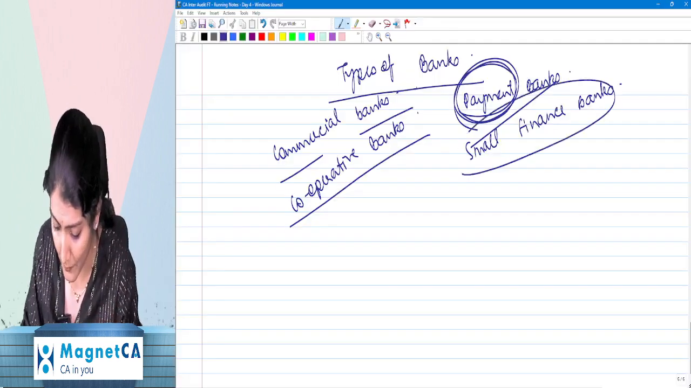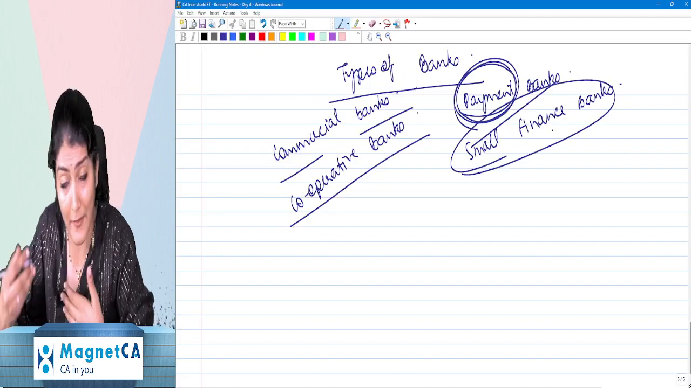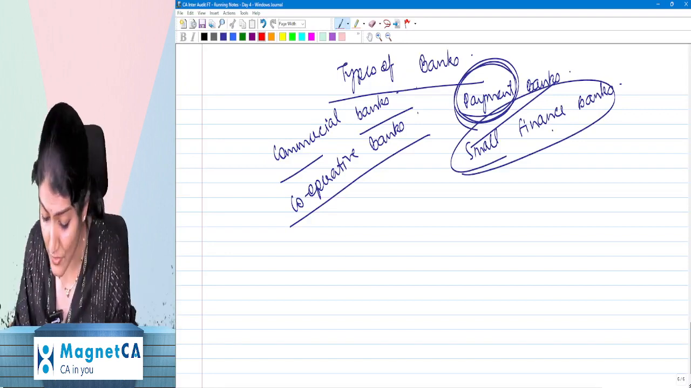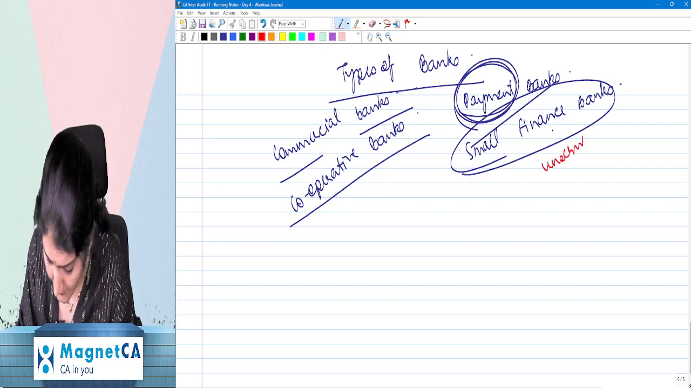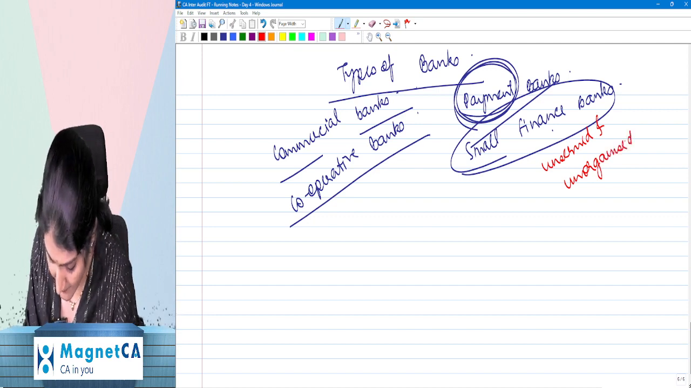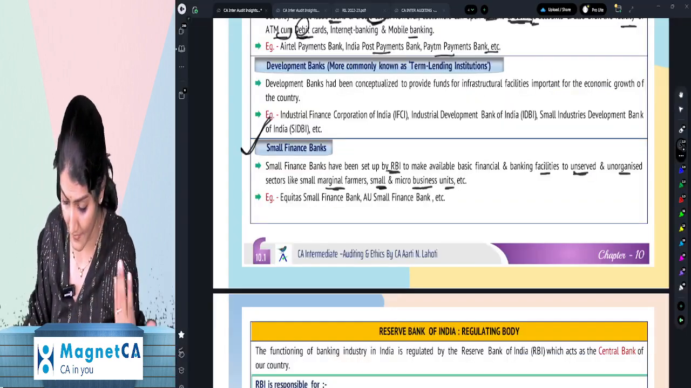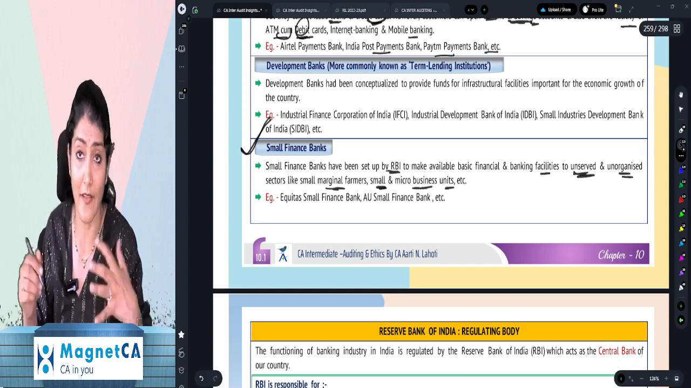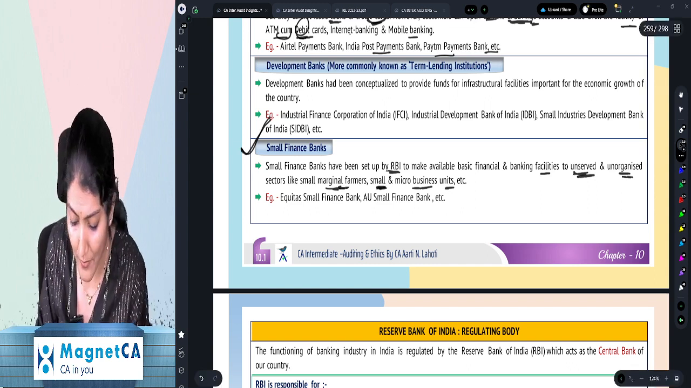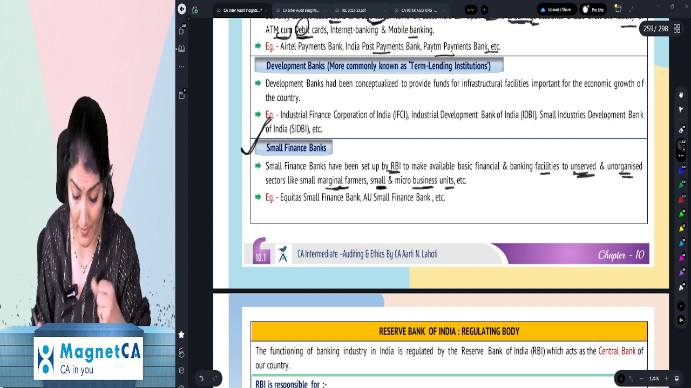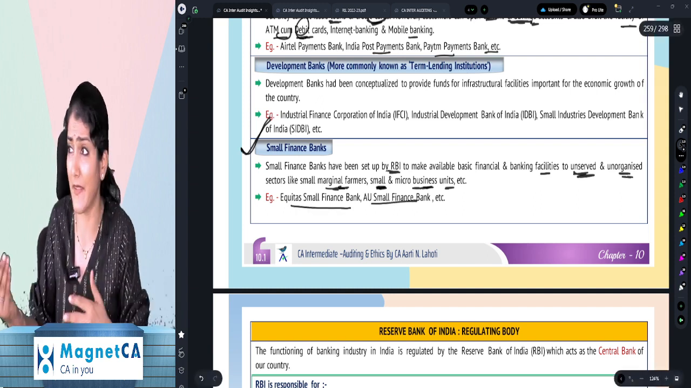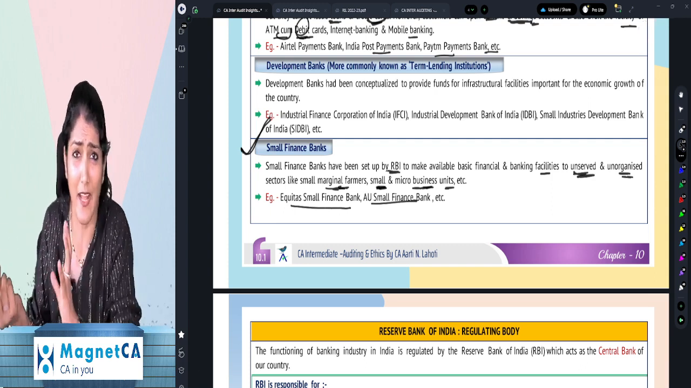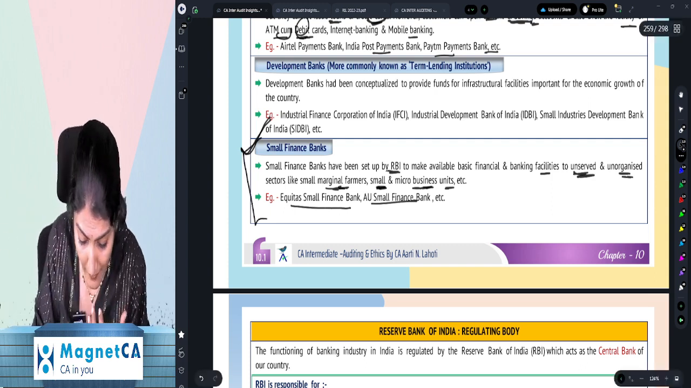Right, so very important over there. Small finance banks are set up mainly to provide basic banking and financial facilities to the unserved and unorganized sectors, like small marginal farmers, small and micro business units, etc. Like you have the Equitas Small Finance Bank, AU Small Finance Bank, and Jandhan Small Finance Bank. Right, so these are the small finance banks.